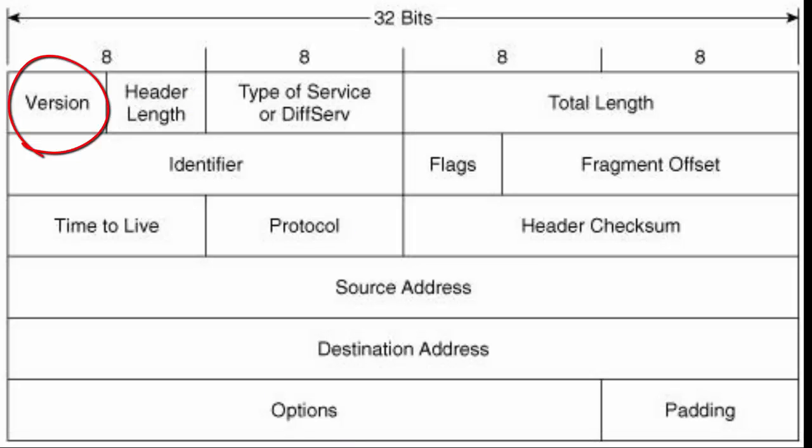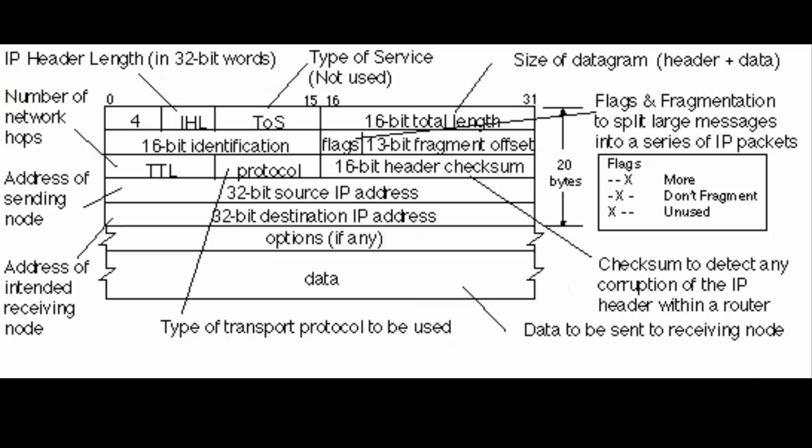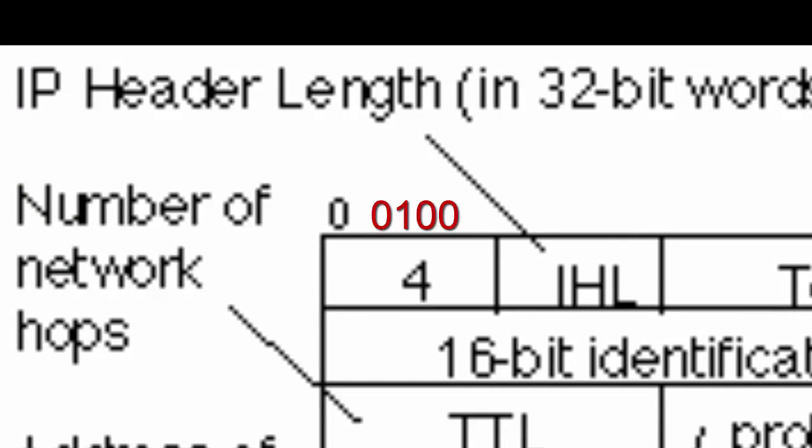The first thing that comes here is the version. The first header field in an IP packet is the 4-bit version field. The version field indicates the format of the Internet header. Version identifies the IP version to which the packet belongs. This 4-bit field is set to binary 0100 to indicate version 4, that is IPv4, or binary 0110 to indicate version 6, IPv6.